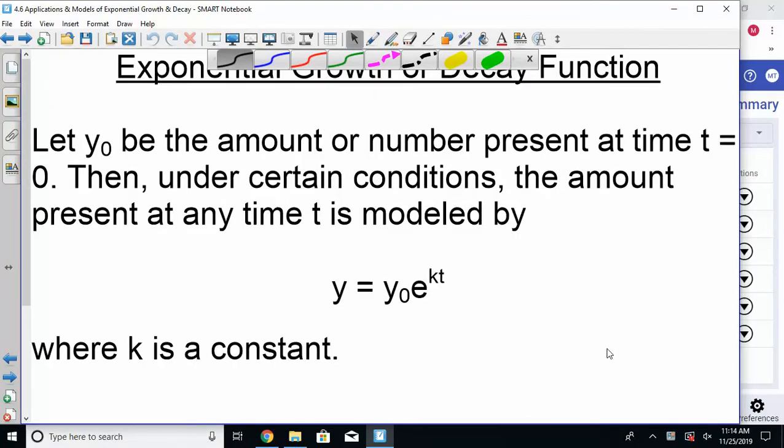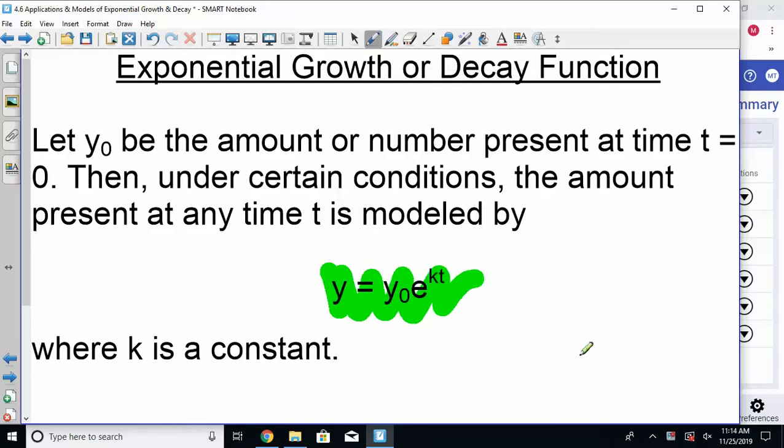So the first thing we are going to put down in this box at the top, y sub 0 represents the amount present at time 0. So it's your beginning amount. And then under certain conditions, the amount present at any time is given by this equation. Y being the amount we have, y sub 0 being the amount we began with, e to the kt. K just represents a constant in this.